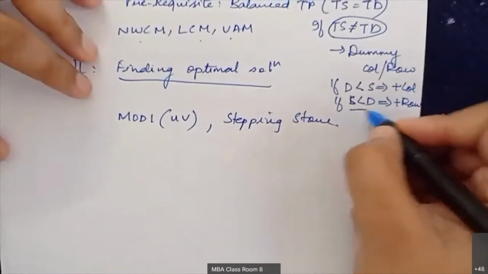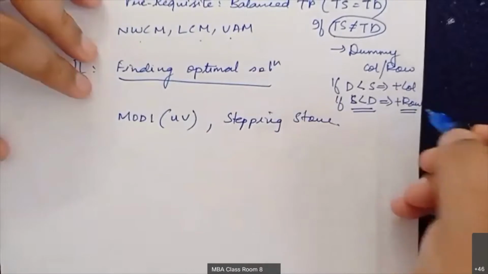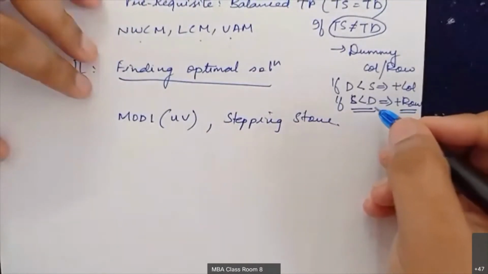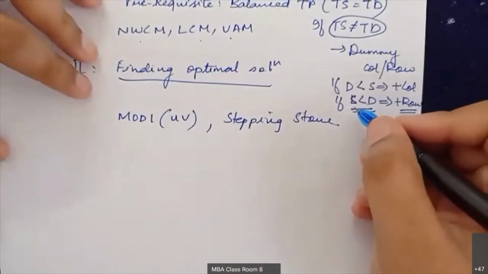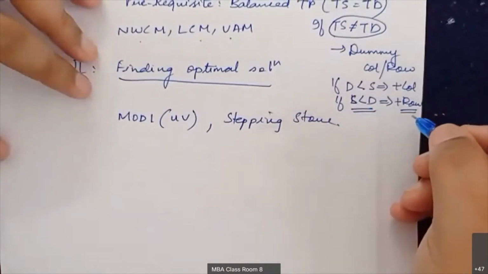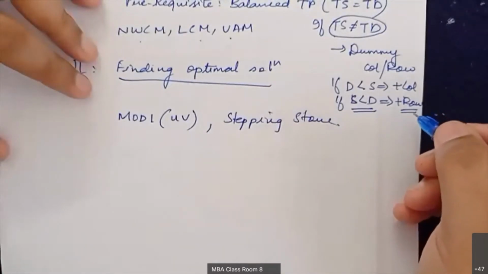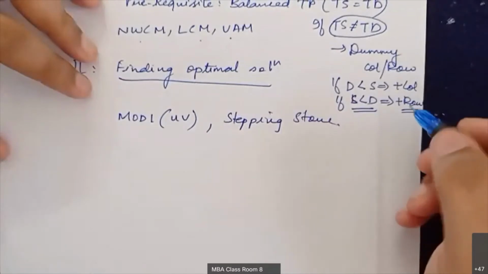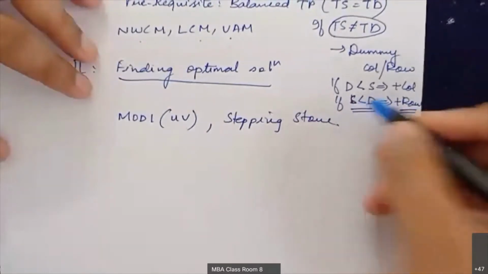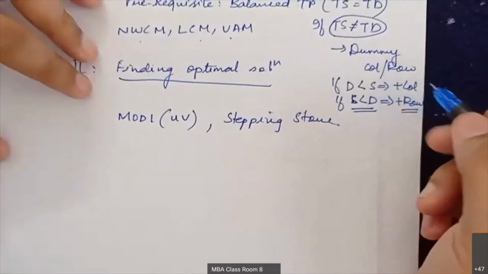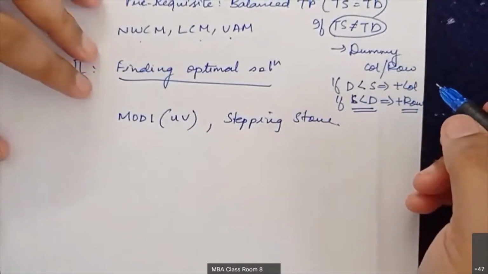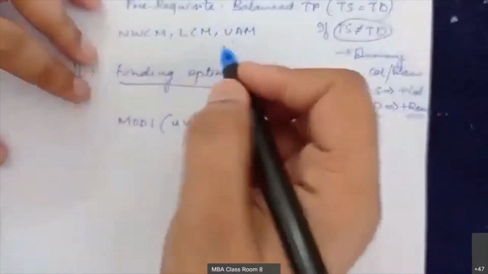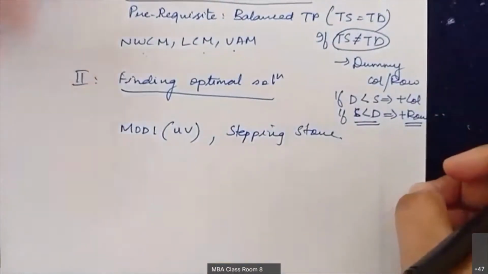Similarly, what value do we write in the row? That is the difference of supply and demand. Demand will be higher in the second case, and supply is lesser. So we introduce a new row, and in that row the costs will all be 0, but the supply will be equal to the difference between the demand and the supply. By this method we can balance the unbalanced transportation problem. Only after balancing it do we go for any of the three methods for finding the initial feasible solution.